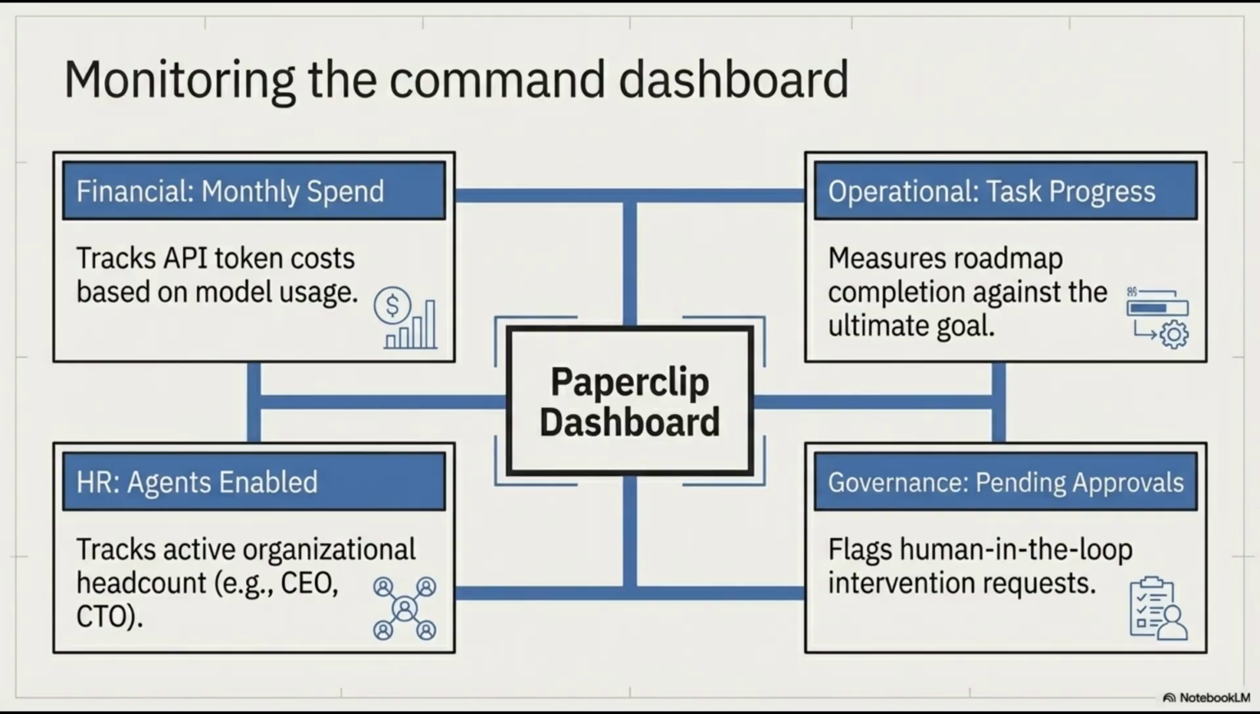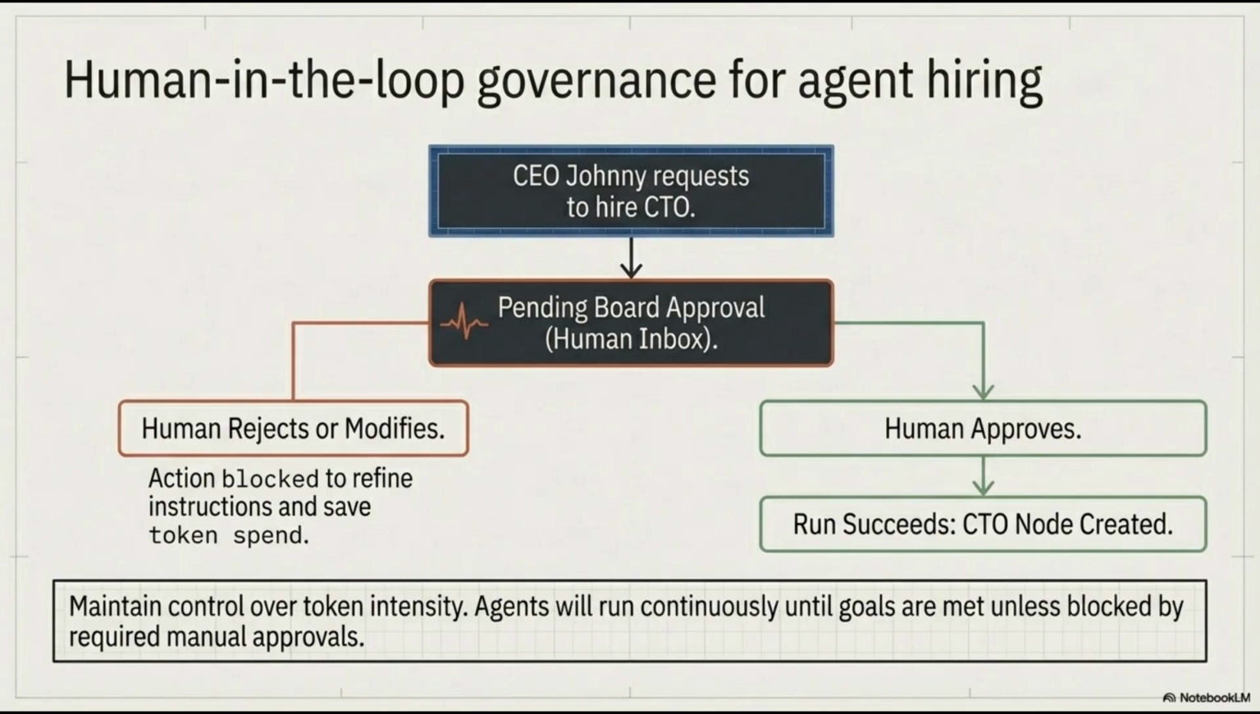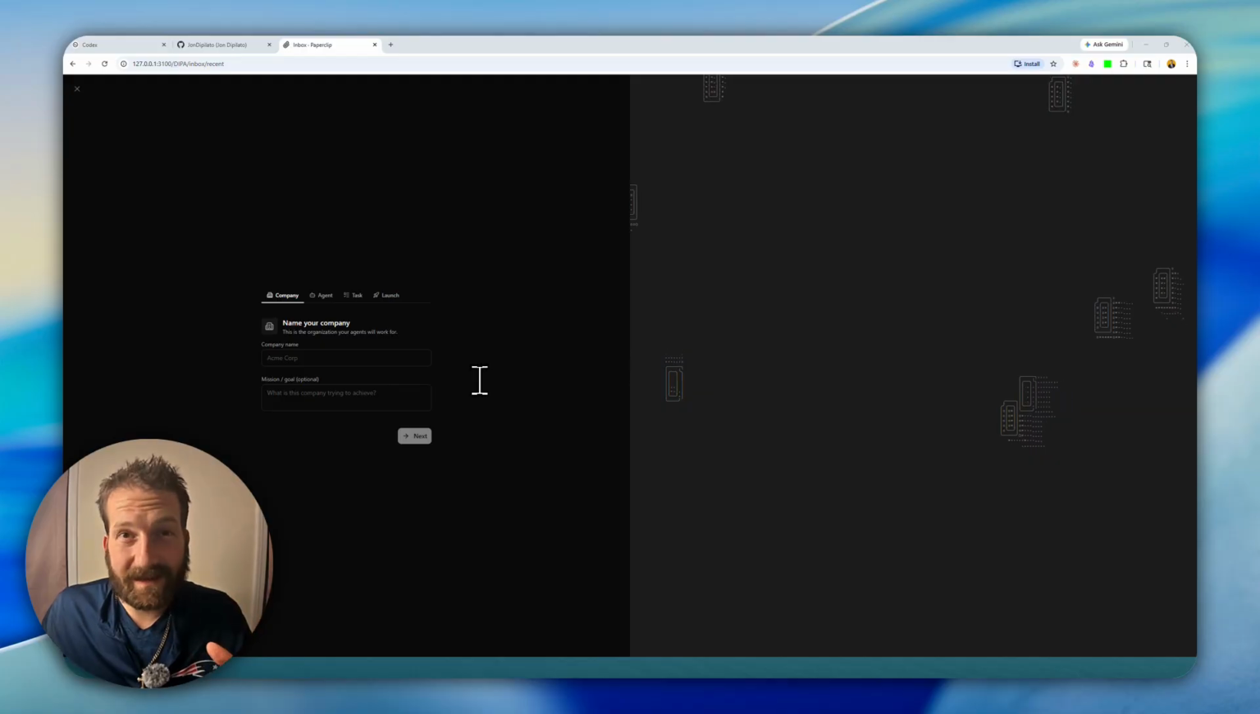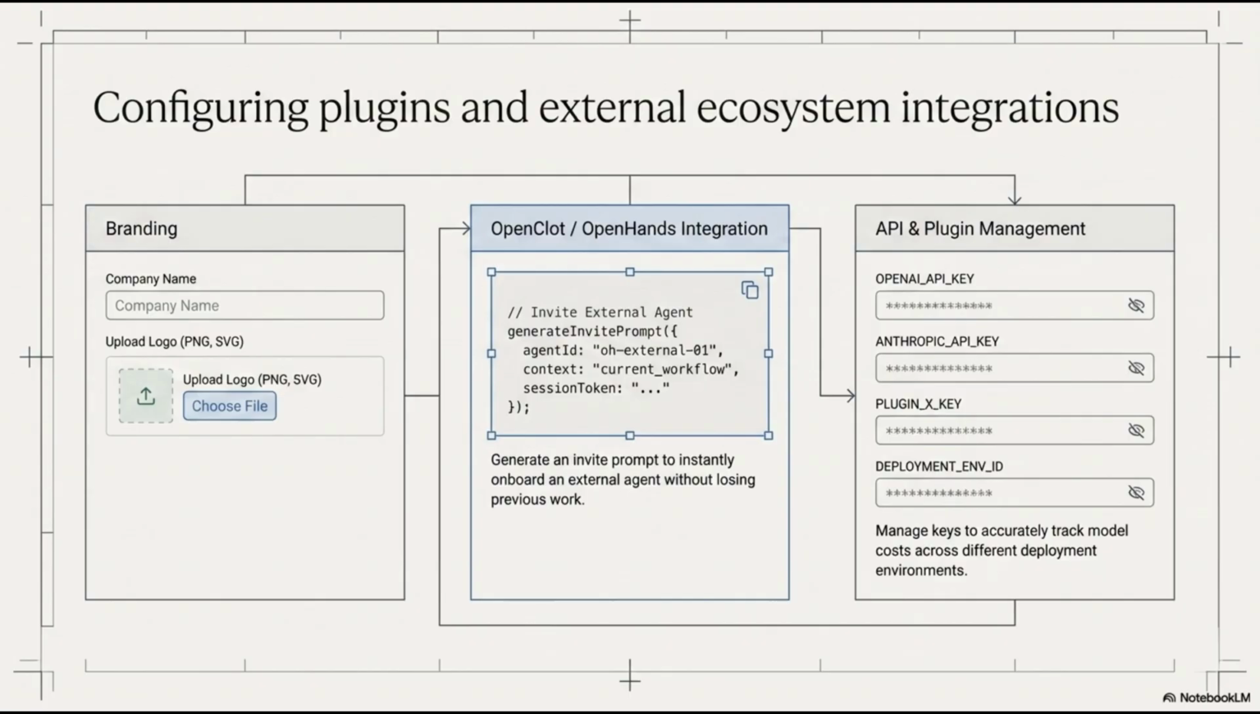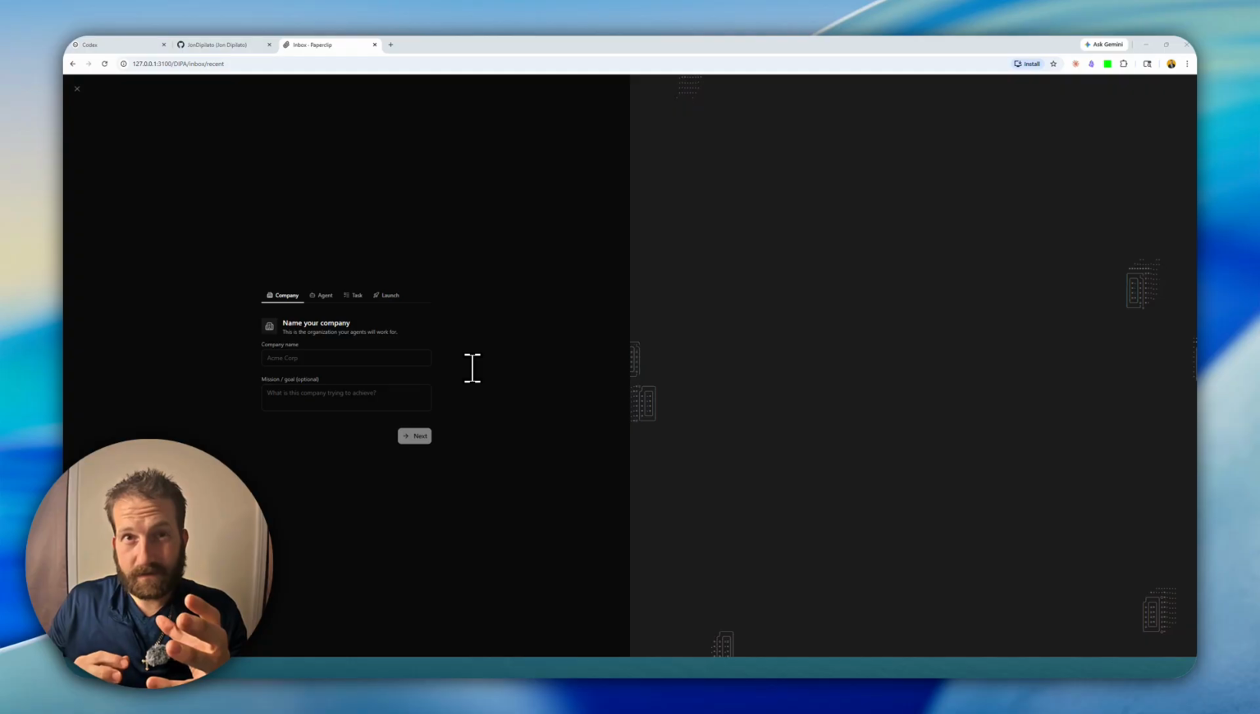Now this is Paperclip right here. So I'm going to walk through this step by step, super simple. So essentially what this is, it's like a major task manager where your employees are actually your AI agents.